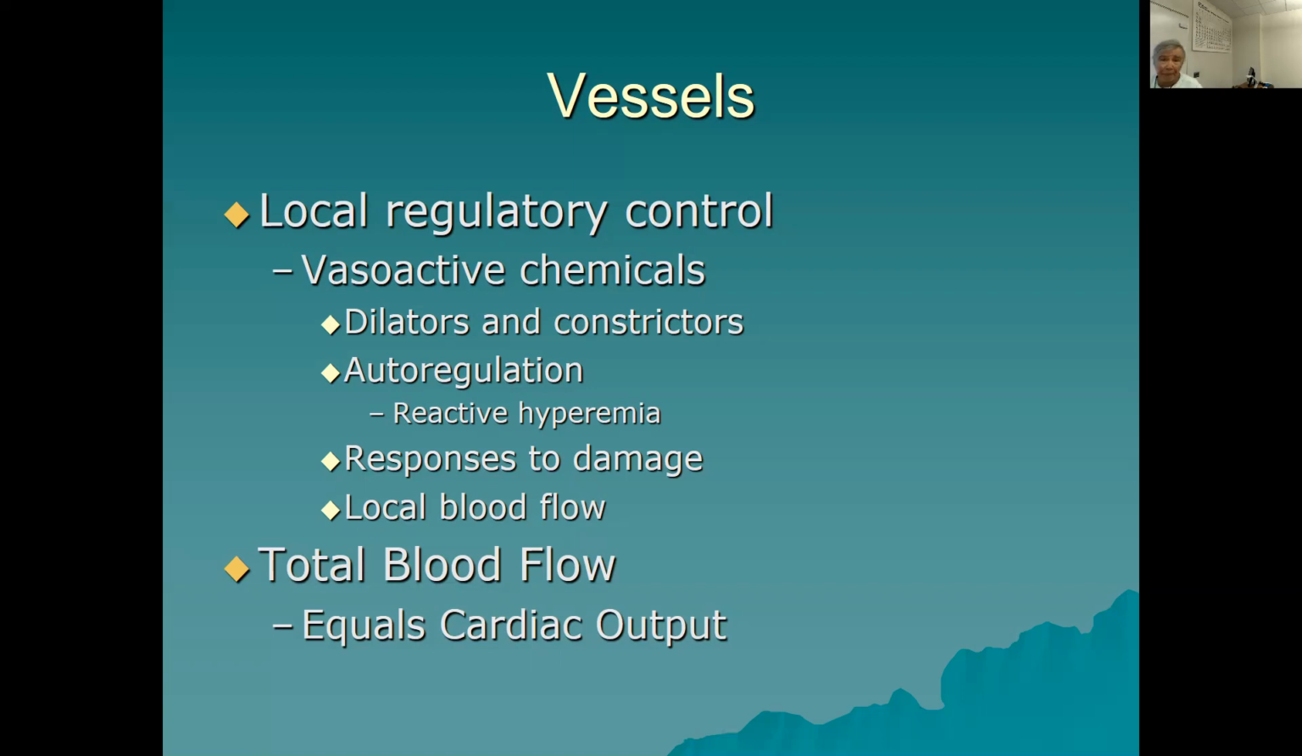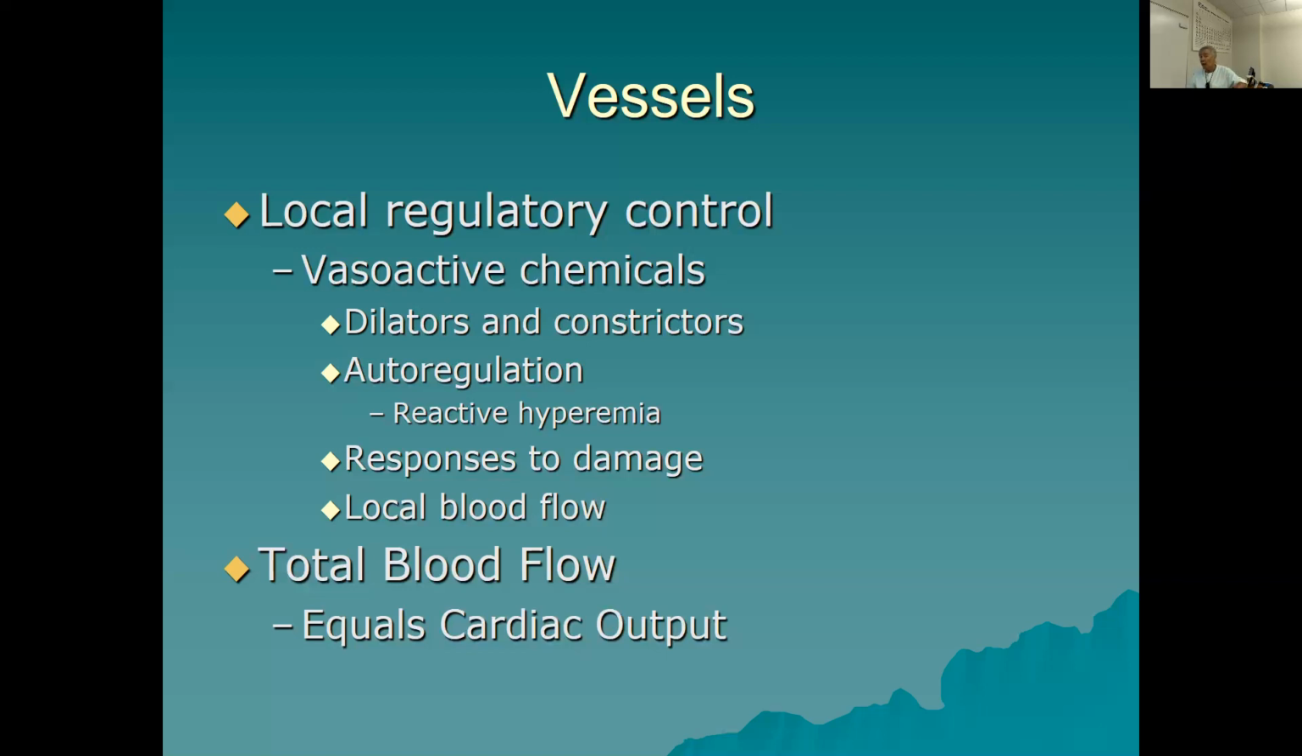The myogenic response is on page 801. This helps to maintain blood flow to tissues despite possible changes in blood pressure. When you stretch smooth muscle, it reflexively contracts. So if your blood pressure increases for some reason, more blood is brought to the tissue, the vessels are stretched, and the smooth muscle reflexively constricts and reduces the amount of flow. So the flow pretty much stays the same despite changing blood pressure.